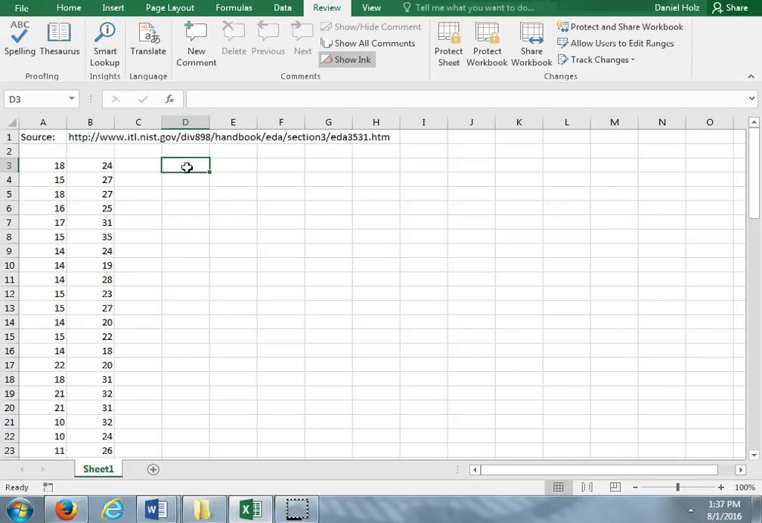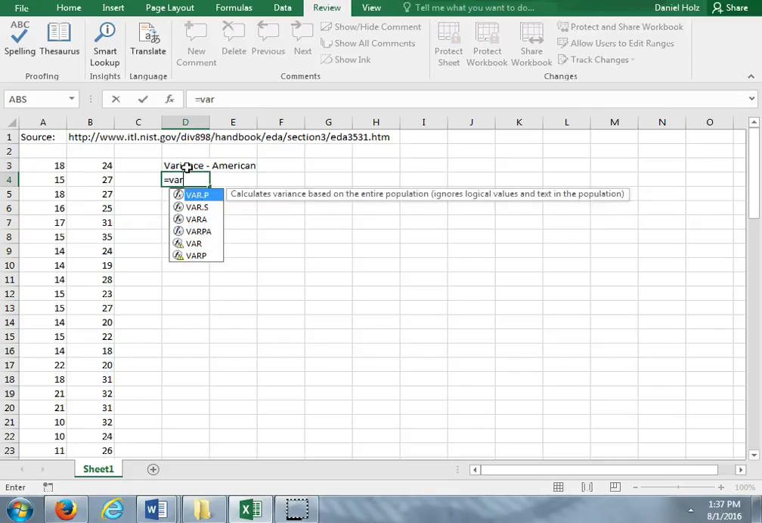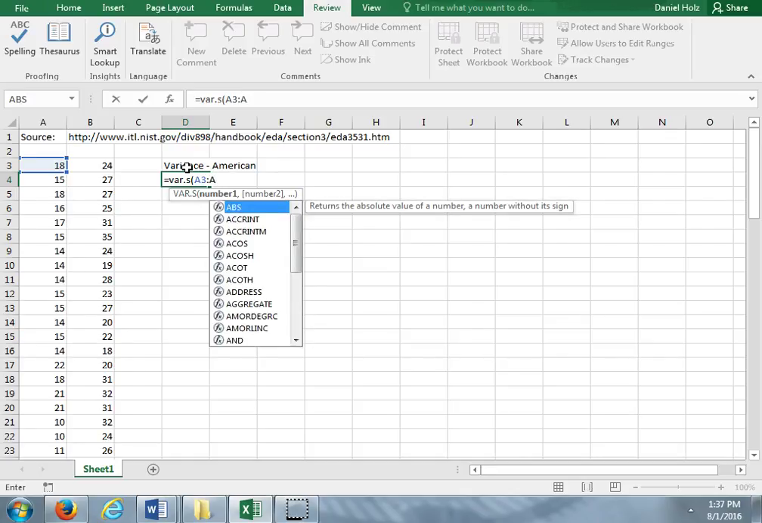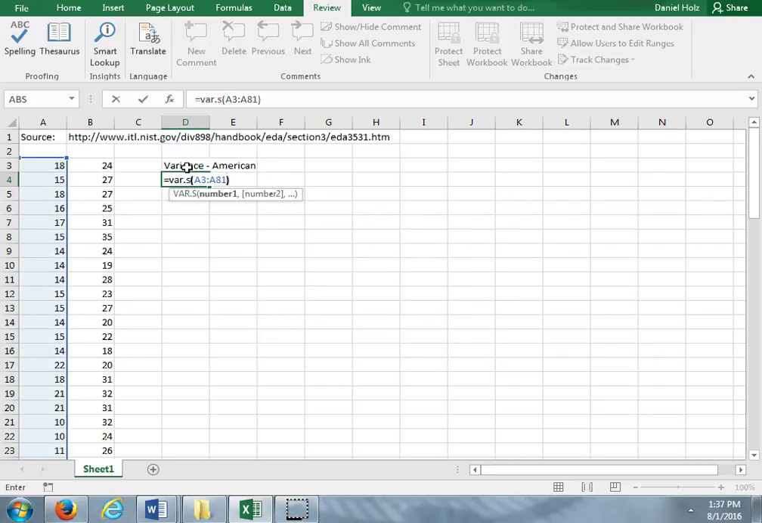First, we will find the variance for American cars. So we have var.s, open parentheses, A3 colon A81, close parentheses, and enter. This tells us the variance for the American cars is 17.6.